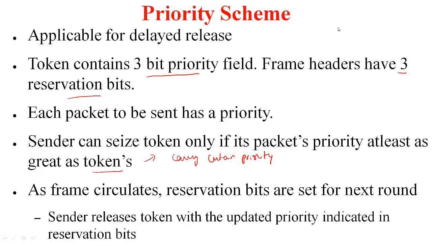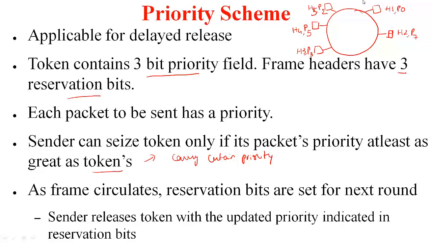So let me give an example. In this example, there are 5 hosts, host 1, host 2, host 3, host 4, host 5 with different packets with priorities P0, P7, P3, P5 and P2. Now I'm assuming here that P7 corresponds to the highest priority. So what happens here is as a frame circulates around the ring, the hosts are going to set the priority in the reservation bits. So for example, let's say host 1 is sending a frame and it set originally the reservation bits equal to 000.